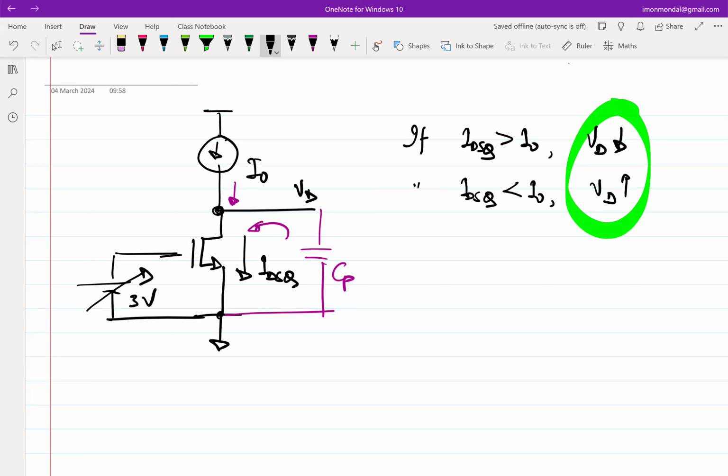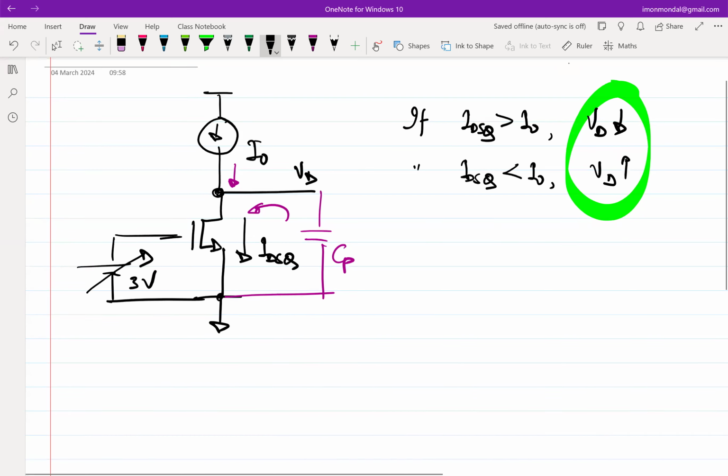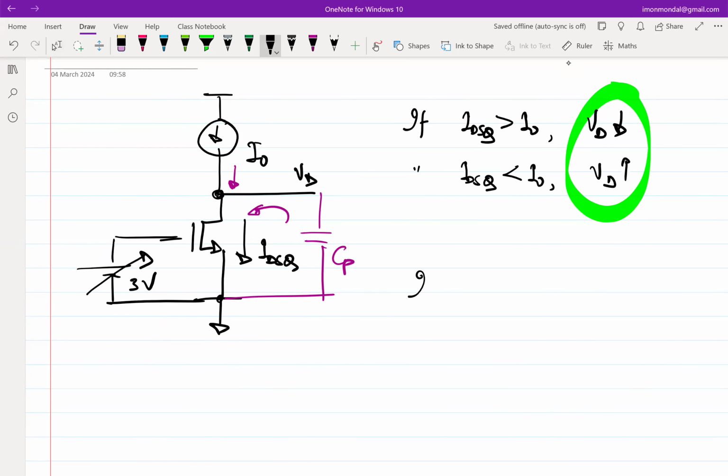Okay, so now what will be the algorithm? The algorithm will be: if VD increases, right? Let's start with the other way around. If VD decreases, then what is the conclusion? VD decreases means the transistor is trying to pull out more current or less current? More current, right? The conclusion is IDSQ is greater than I0. So what is the action that I need to take?